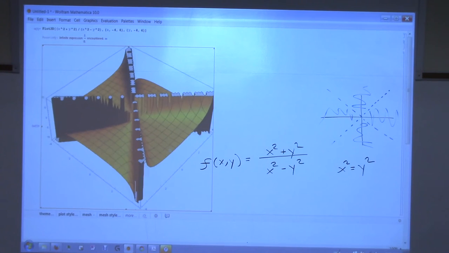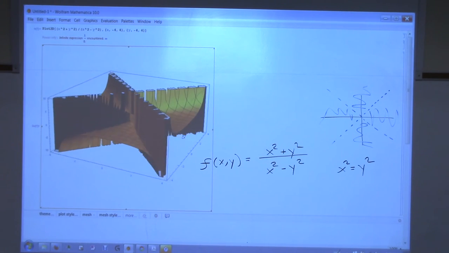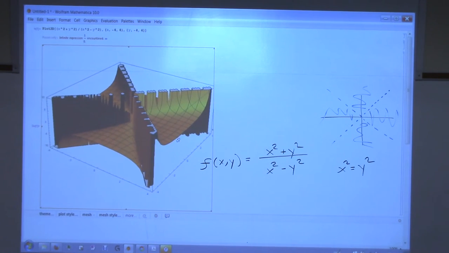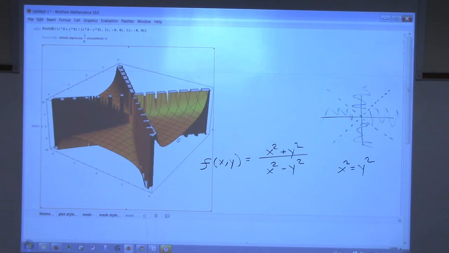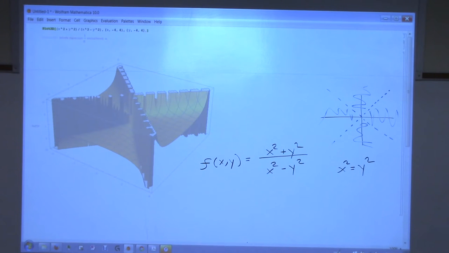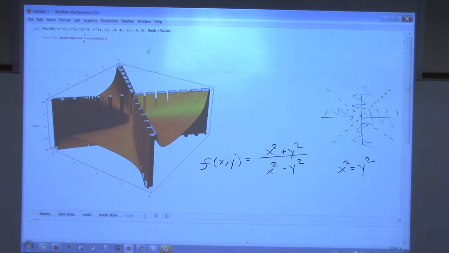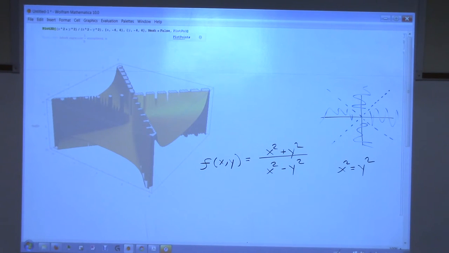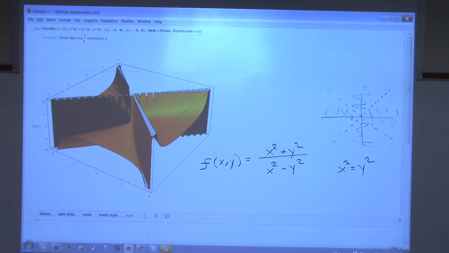Okay, so look, the computer is having some issues, right? So I'm going to do a couple of things to make this look a little bit nicer. First, I'm going to take the mesh out. I don't like the meshing. And then I'm going to force it to plot more points. Let's try 25 first to see. That got a little bit nicer.